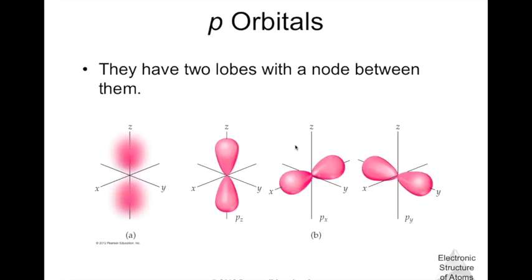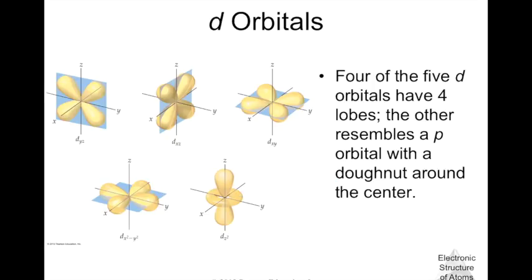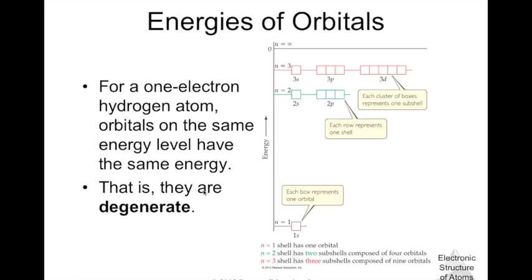The p orbitals have two lobes with a node in between them. In theory, it's this cloud format, but we tend to draw them like these balloons instead. And then there's the d orbitals. 4 of the 5 have these 4 lobes, so they look kind of like clovers, and the 5th one is this funny looking one that has a donut around the center. And we're not going to worry too much about the f orbitals. That's, again, beyond our scope.